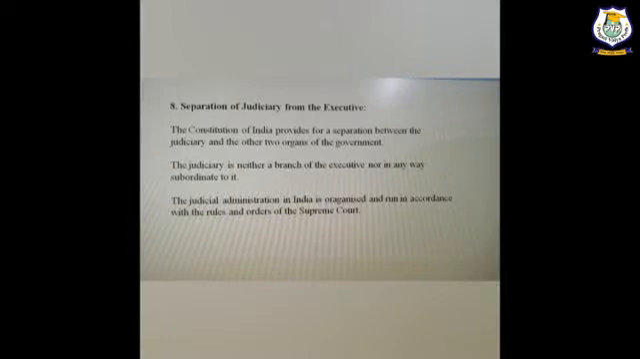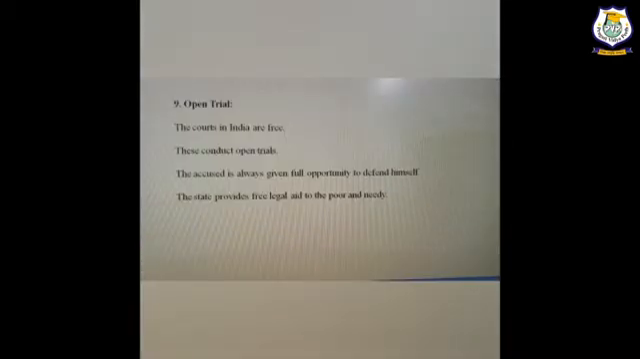Eighth is separation of judiciary from the executive. The Constitution of India provides for a separation between the judiciary and the other two organs of the government. The judiciary is neither a branch of the executive nor in any way subordinate to it. The judicial administration in India is organized and run in accordance with the rules and orders of the Supreme Court.